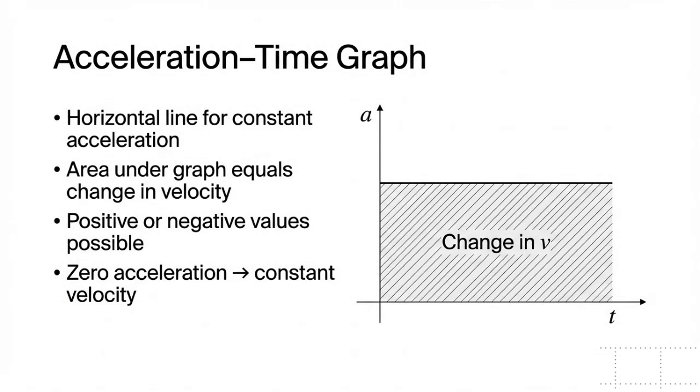When acceleration is constant, it's represented by a horizontal line on this graph. The area under this line corresponds to the change in velocity over that time period. This means if acceleration is positive, velocity increases. If negative, velocity decreases. When the acceleration is zero, it indicates the velocity remains constant because there is no change occurring. This graph helps us visualize how velocity changes as acceleration varies over time.